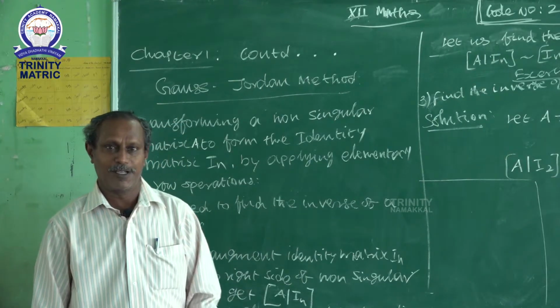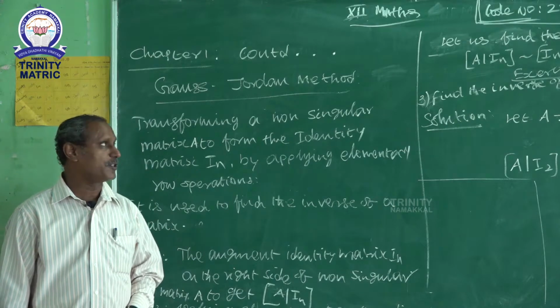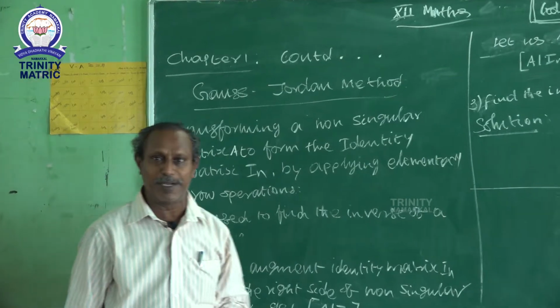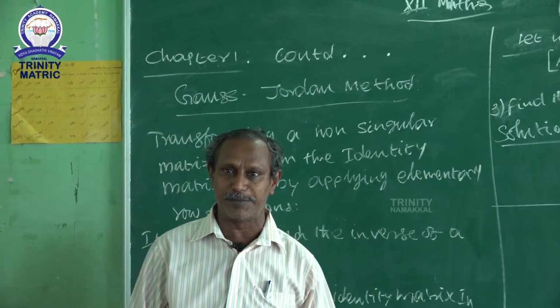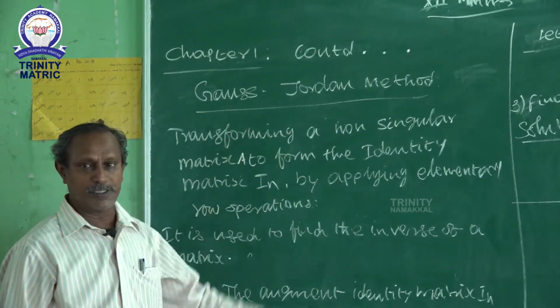Good afternoon, students. Today we are going to continue the class of chapter 1, applications of matrices and determinants. Last class you learned how to find the rank of a matrix by the minor method and the row reduction method. Today we move on to another method, the Gauss-Jordan method.